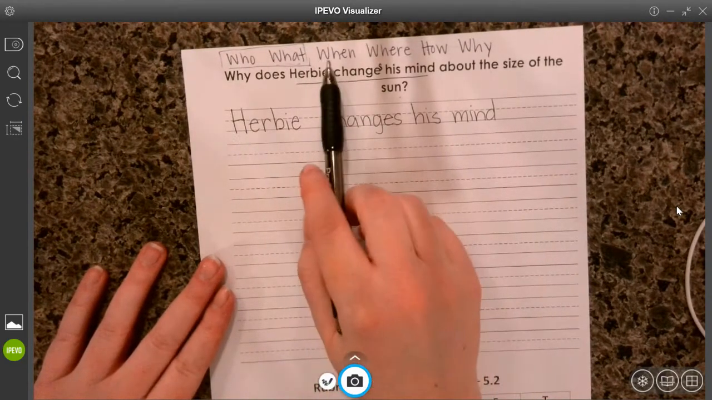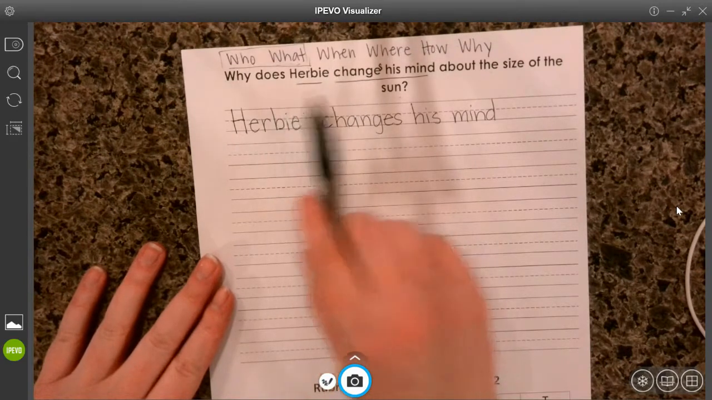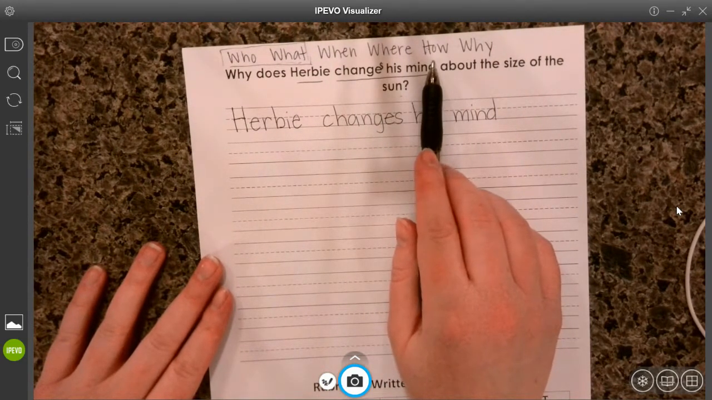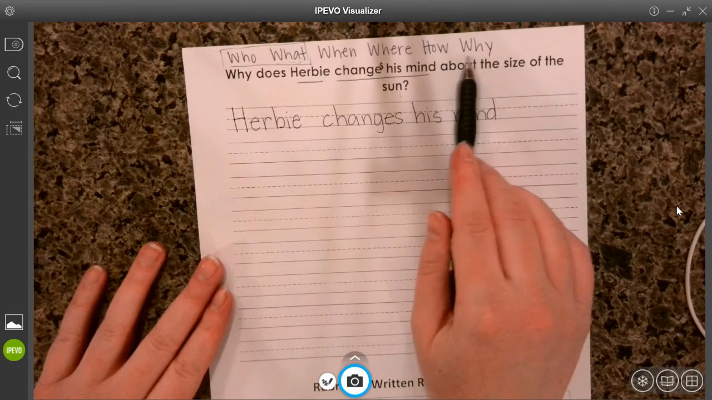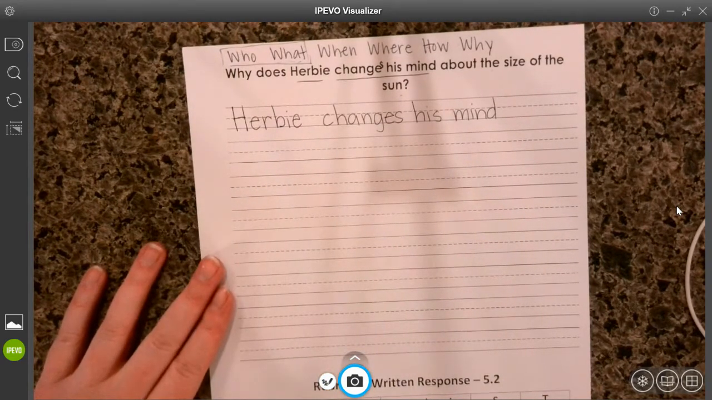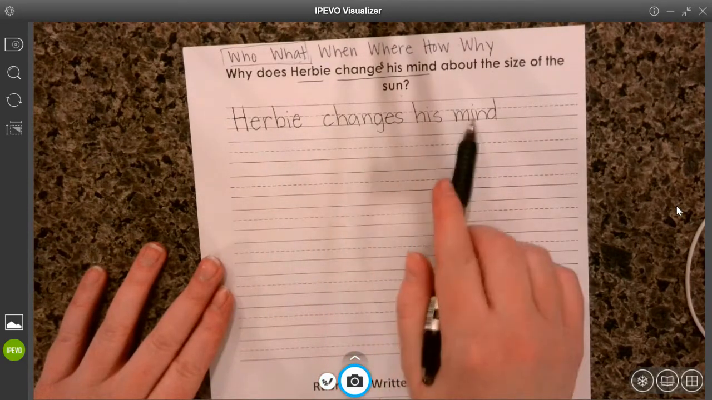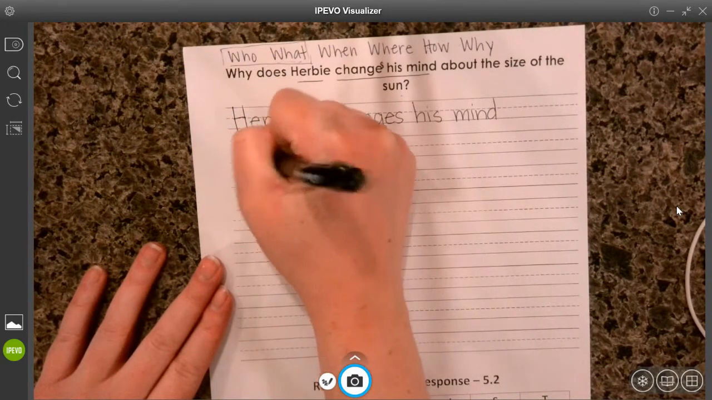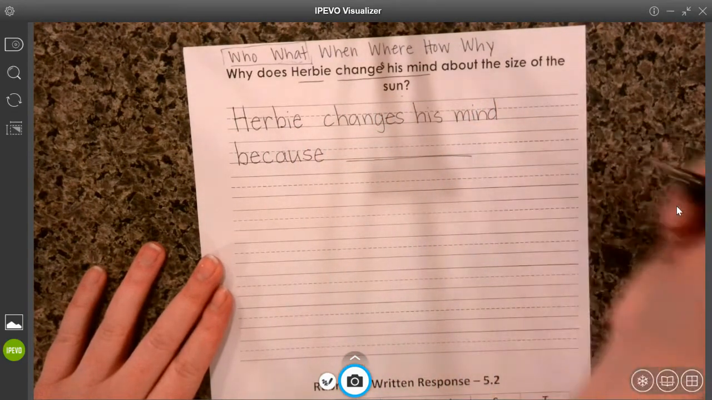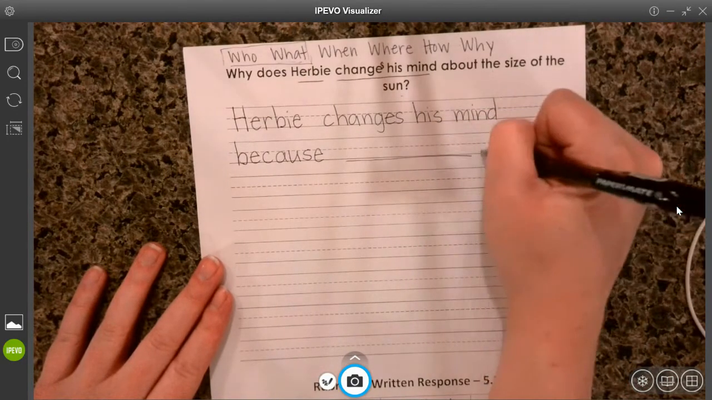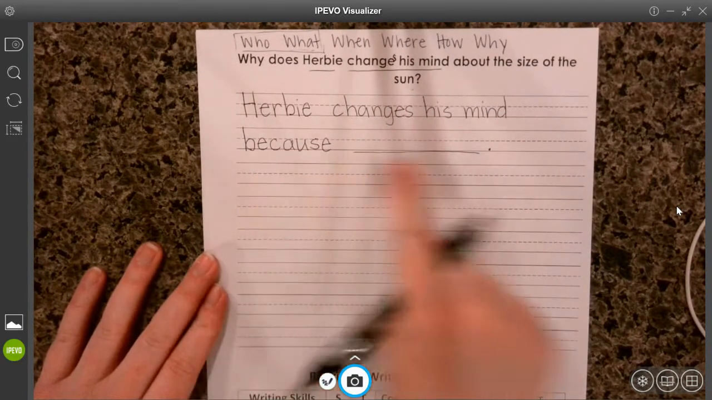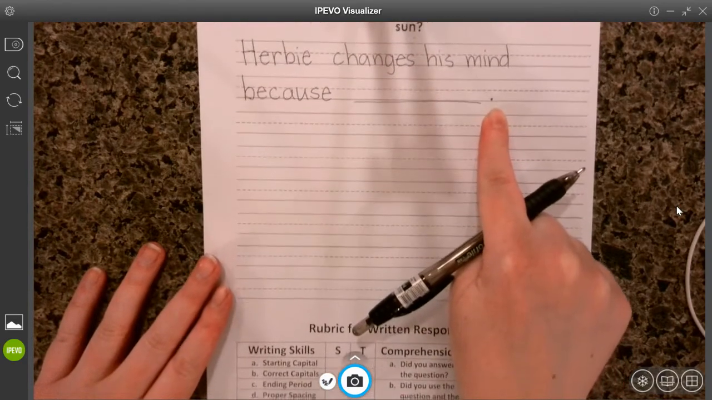But then we need to think, do I need a when in my answer? No, it's not asking me to say anything about when. About where? Nope. How? Well, kind of how he changes his mind, but really we're looking at why he changes his mind. Now remember, the word why we often respond to with the word because. Herbie changes his mind. Why? Because of what happens. So you're going to have to say because of what. Don't draw this line. That's a reminder to you that you are going to need to finish this sentence when you're done with the story. Okay? Herbie changes his mind because why? What happens that makes him change his mind?